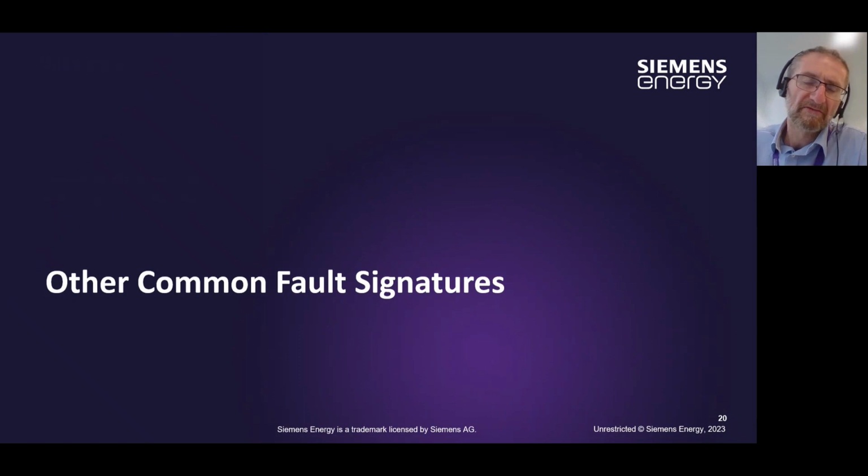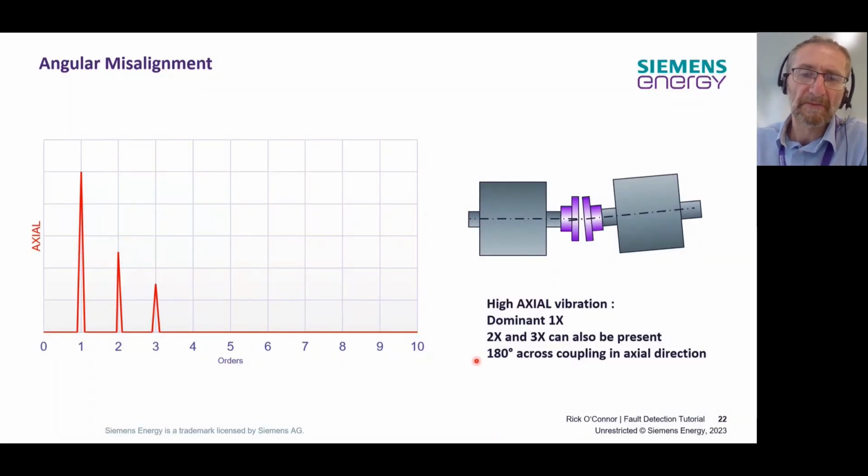So just a few other common fault signatures, to give you an indication or a taster. We talk about alignment being quite common. If we were able to look at the axial vibration when we had an angular misalignment between two coupled machines, we would see quite a dominant 1x response, but we'd also see quite strong 2x and 3x present, with 180 degrees phase difference across the coupling in an axial direction.